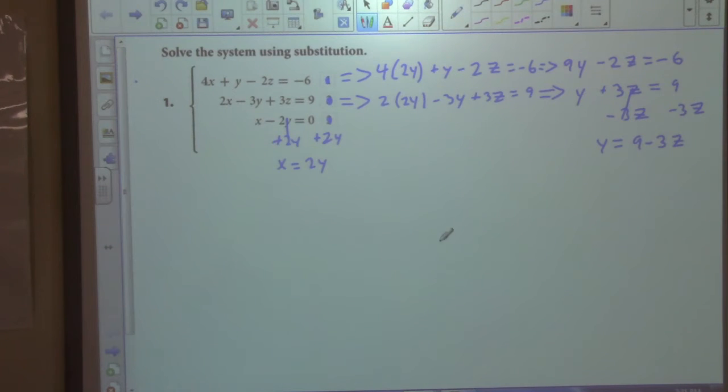Yeah. So now we have that, and so what can we do with that now? Well, I'll show you what we can do. We can take this equation here, right? This 9y, well, what is y equal to? 9 minus 3z. Thank you, Kim. And then we just bring over what we have left here, which is minus 2z is equal to negative 6. Does everybody see that so far?